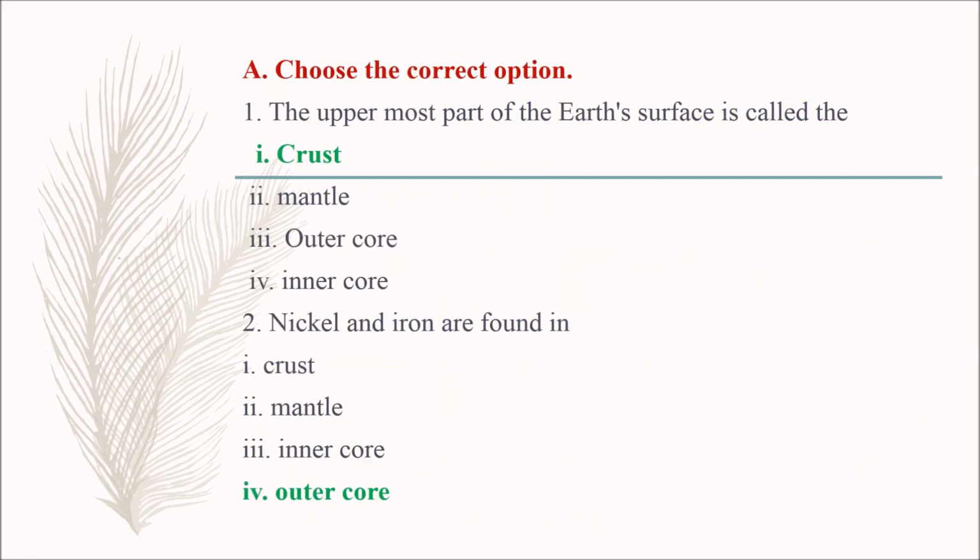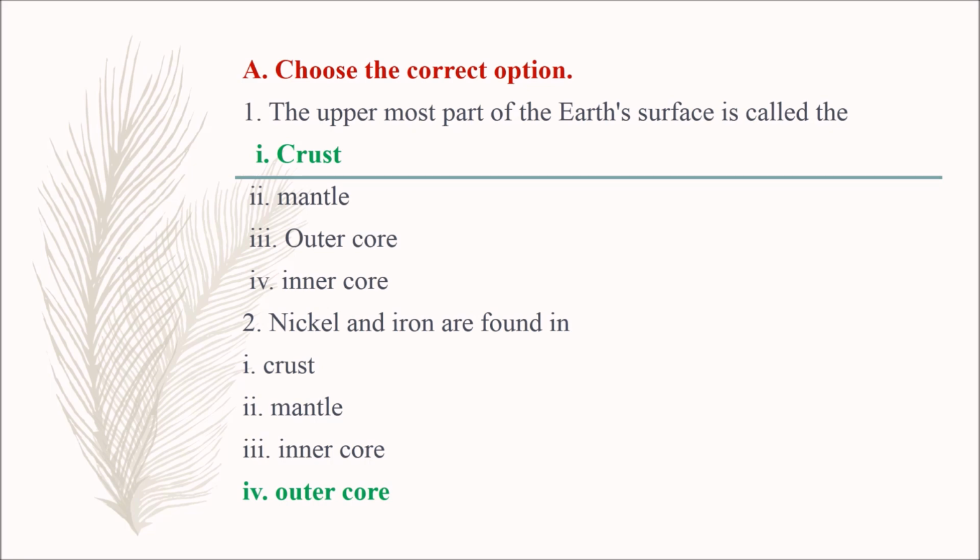Now, we are going to revise the book back questions with answers. Section A. Choose the correct option. Question number 1. The uppermost part of the earth's surface is called the: option 1, crust; option 2, mantle; option 3, outer core; option 4, inner core. So the correct answer is option 1, crust.